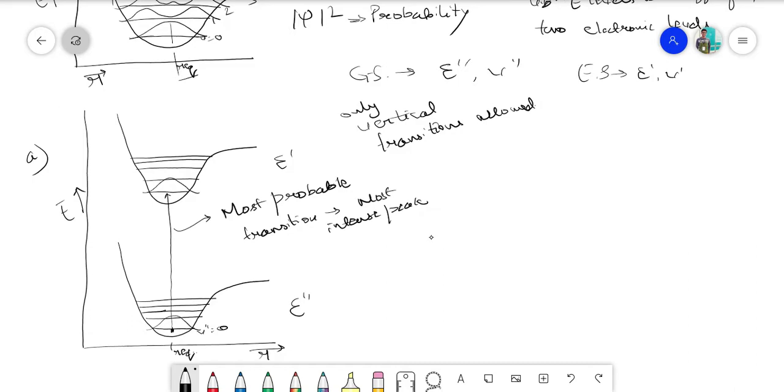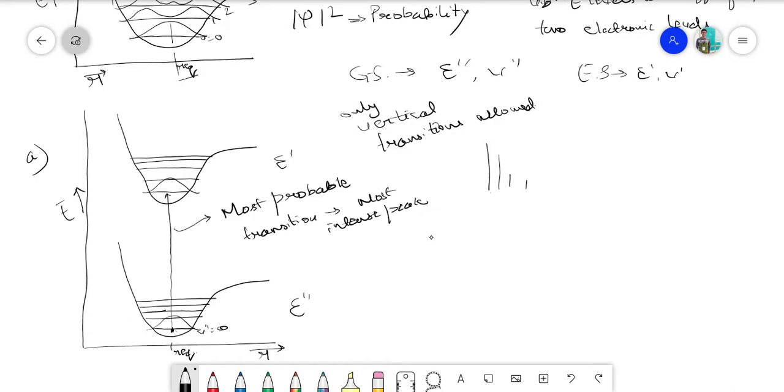Classically, since the molecule spends most of its time here in this state, there would be only one transition. But quantum mechanically, other transitions are also possible, even though their probability might be very small, and you get peaks like this. So this will be the case for this one. This is the more intense one, and these are the less intense.